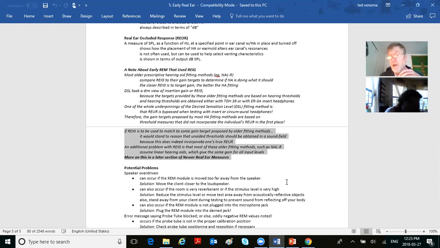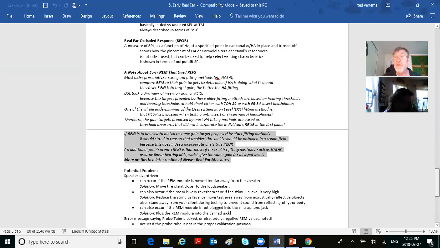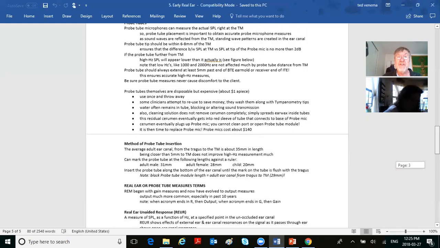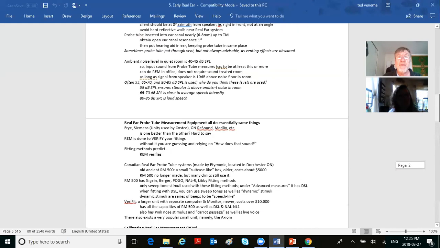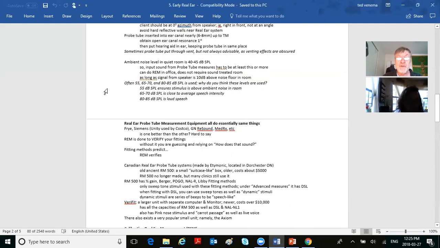An additional problem with real ear insertion gain, he said, is that most of these old fitting methods, such as NAL-R, assume linear hearing aids, which give the same gain for all inputs. And today's hearing aids are compression. And compression gives different gain for different inputs. So therefore, we use 3 different inputs. And that's why this is italicized right here.